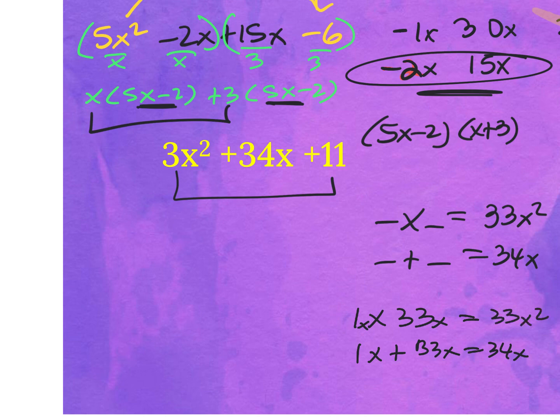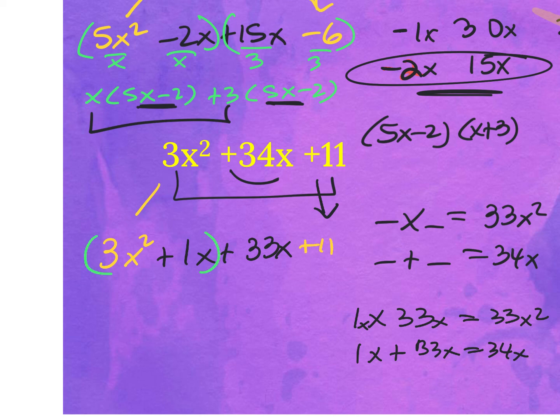So again, rewrite the 3x squared. Replace the middle with the two factors you just found. Doesn't matter the order you put them in. And then rewrite the 11. Make your groups. Look for a greatest common factor of the first group. It'll just be an x. Look for a GCF of 33 and 11. That'll be 11.